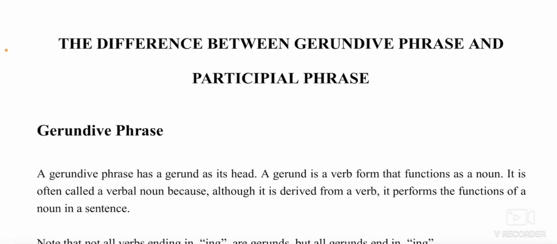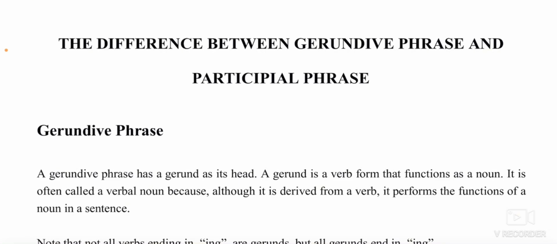I want to talk about the difference between gerundive phrase and participial phrase. The reason is that they have some similarities. However, they perform different functions. Without further ado, I will talk about participial phrase, what it means, and the functions and the usage.